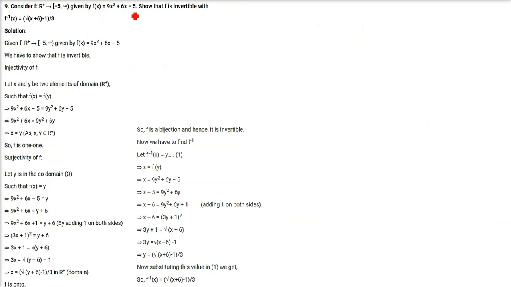So we have here the function f from R+ to infinity, and this is given by f(x) = 9x² + 6x - 5. Here we have to show that f is invertible, for f from R+ to (-5, infinity). So this is the function which we have to deal with.